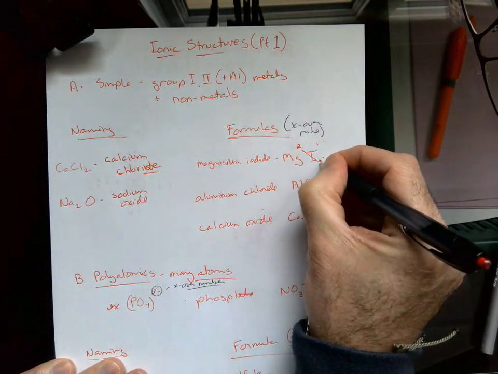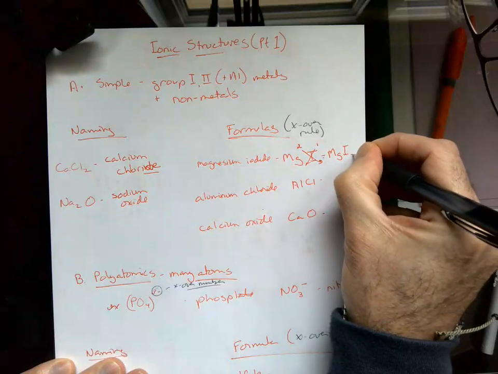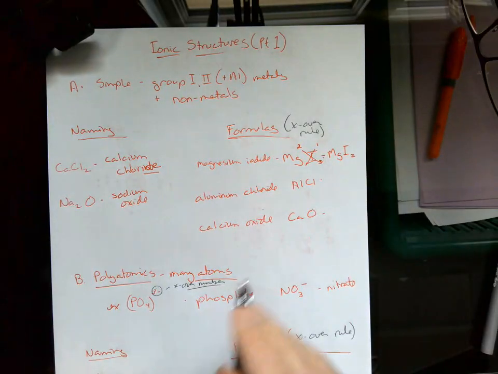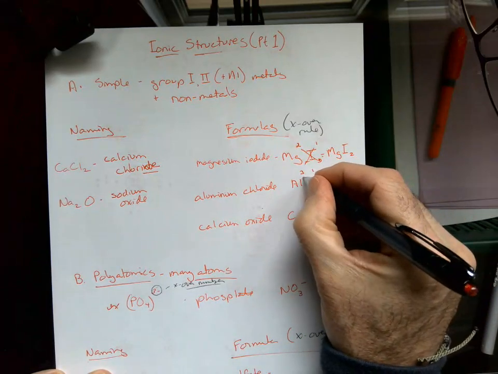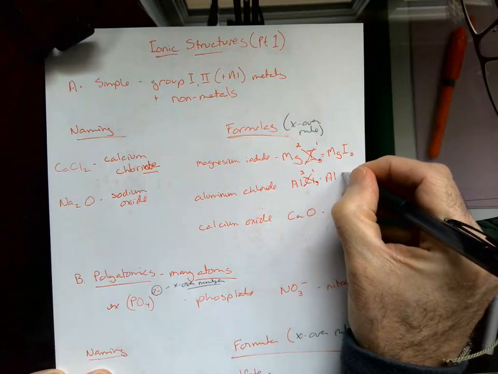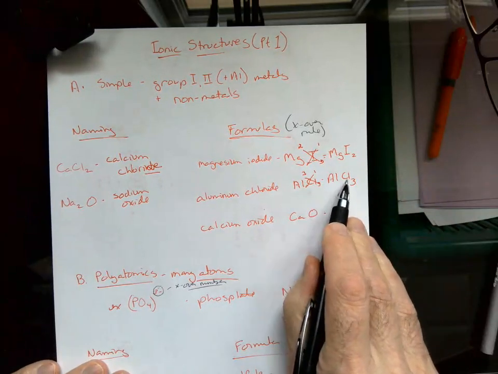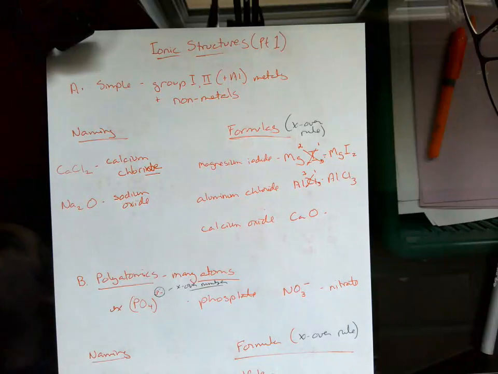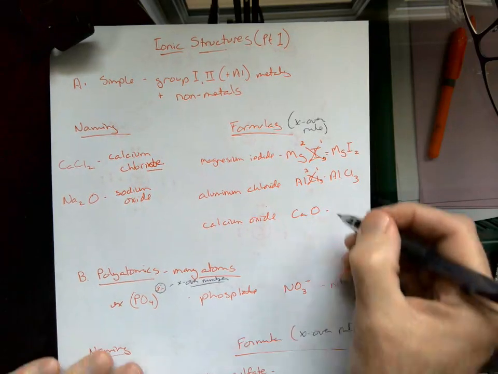We switch partners, MgI2. Aluminum has a crossover number of 3. Chlorine has a crossover number of 1. AlCl3. Now, where did the 1 go? In chemistry, we often don't write the 1s down. So when we do crossover numbers, if something is a 1, don't write it down.